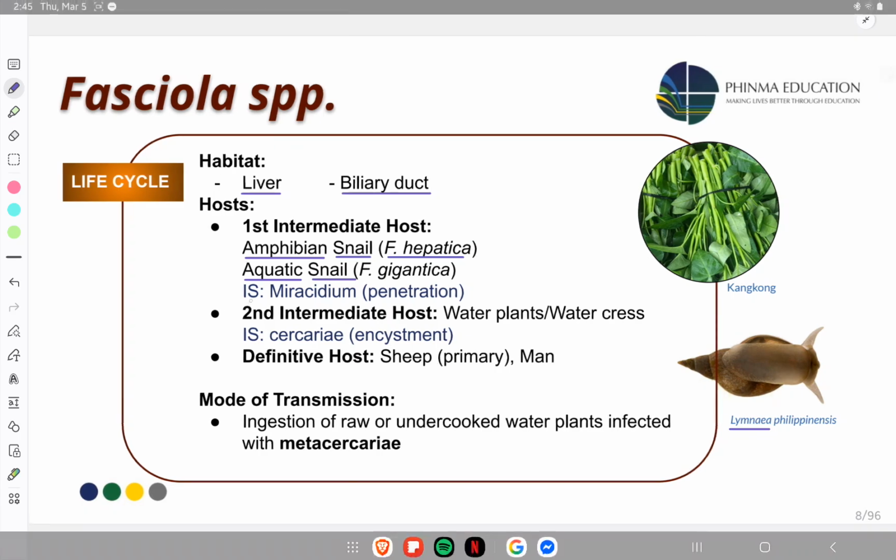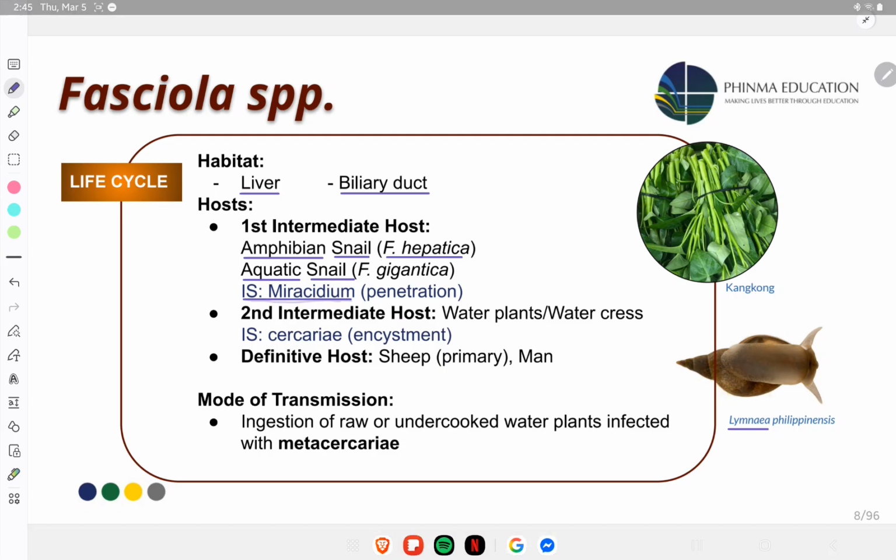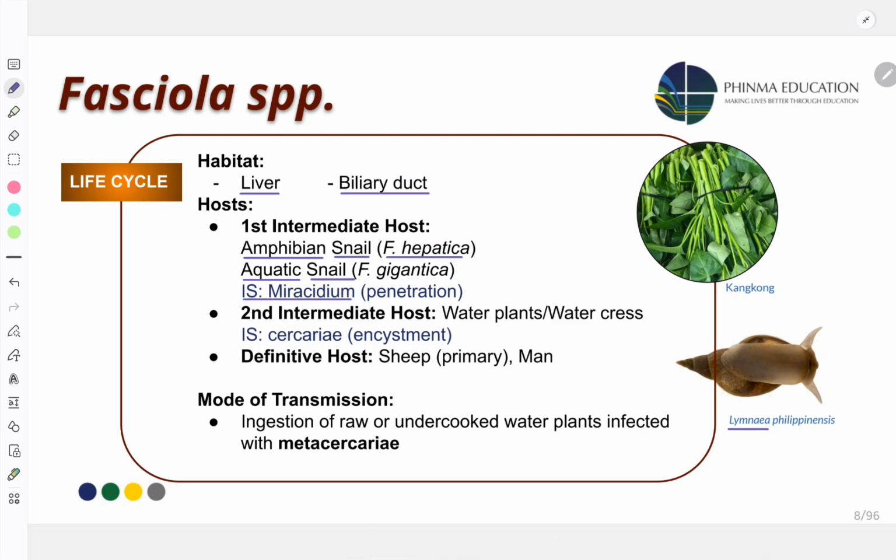So the infective stage for your first intermediate host is your Miracidium. Now compared to your Schistosoma species that only has one intermediate host, the rest of your trematodes have two intermediate hosts. So the second intermediate host for your Fasciola species are your water plants or your watercress. So basically, mga aquatic plants ninyo like kangkong.